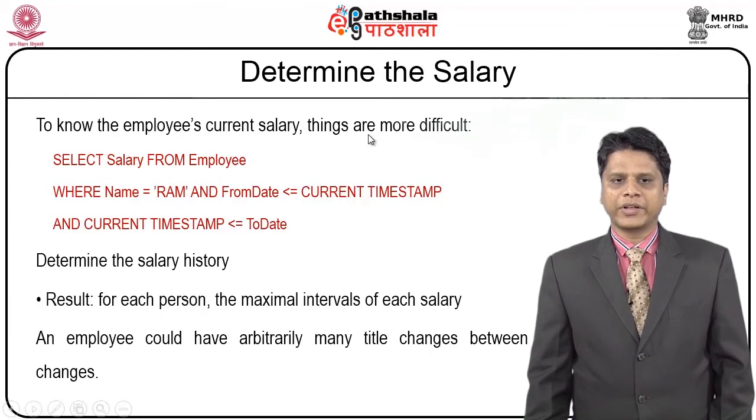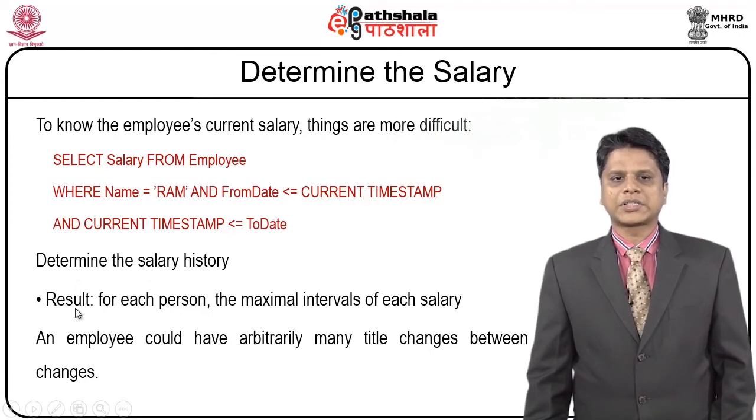things are more difficult. The way in which we represent the current salary, current has to be understood by the system. So we write a SQL query: select salary from employee where name is equal to Ram and from date is current timestamp and current timestamp to be to date. So we may take the overall history, determine the salary history, and say what the current salary is.